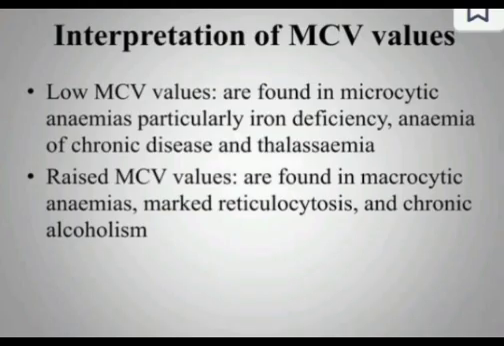Alright. Low mean corpuscular volume is found in microcytic anemia, particularly in iron deficiency, anemia of chronic diseases, and thalassemia. However, high mean corpuscular volume can be found in macrocytic anemia, marked reticulocytosis, and chronic alcoholism.